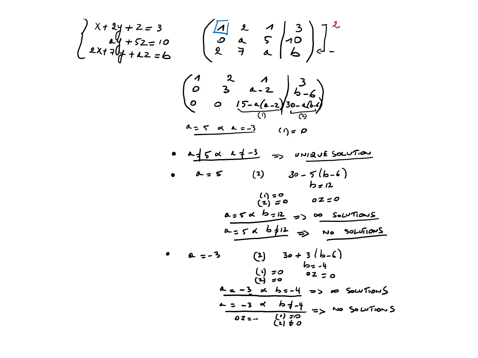Okay, so now we have covered all situations, and we have ended up with values of a and b where you have a unique solution, an infinite number of solutions, or no solutions.